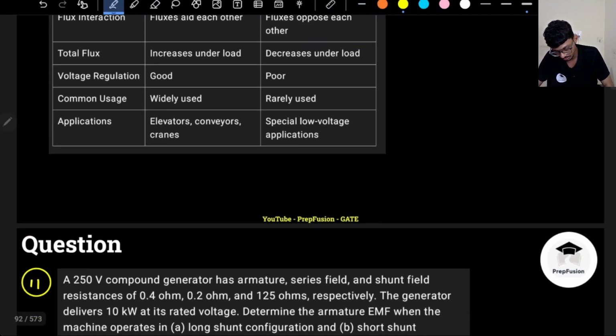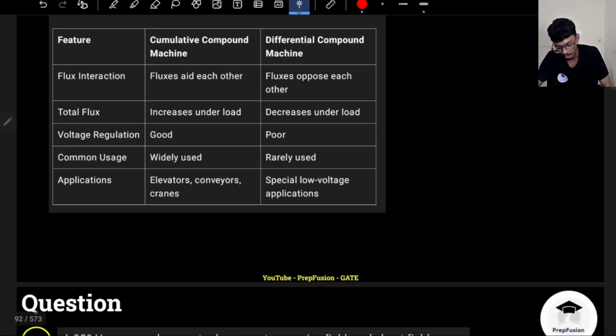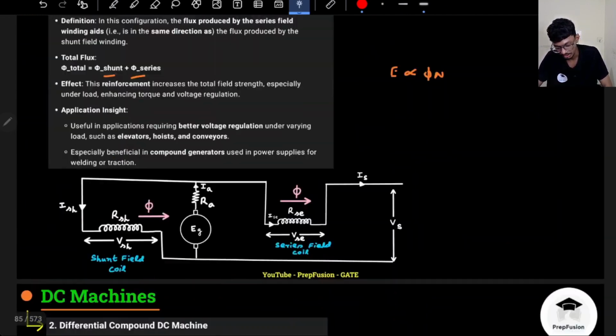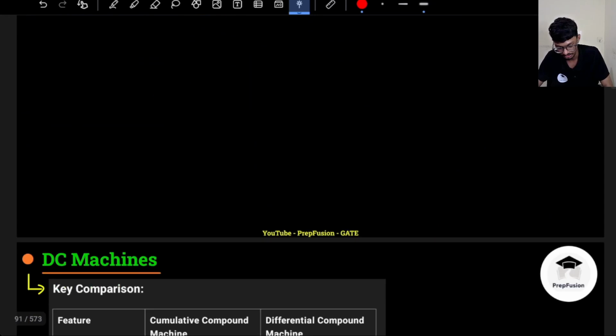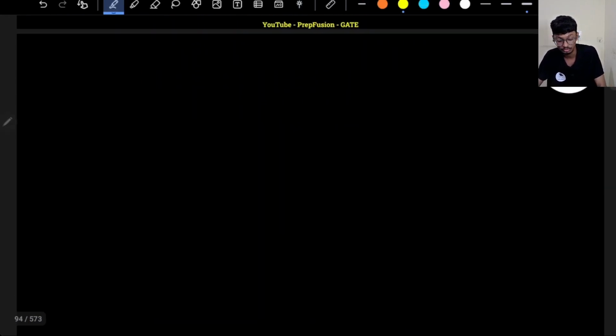So let me just, because here they have not mentioned whether it operates in long shunt or short shunt. Now they are asking to determine the armature EMF when the machine operates in long shunt and in short shunt. So I will have to copy both the circuits, the long shunt and the short shunt one. Roughly, I will not directly copy the actual figure, because I want you to know how to draw it roughly.